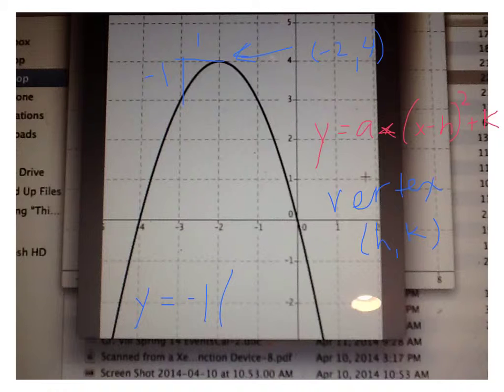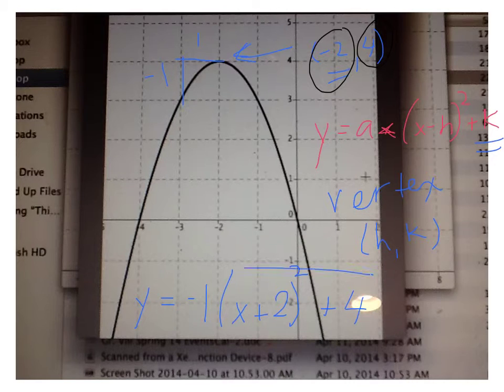Okay, so now my x minus my x coordinate, which is -2, that I can see right here. So x turns out to be plus a positive 2, quantity squared. And then I'm going to add my k, which is the y value of my coordinate. So then I have +4. This is in vertex form.